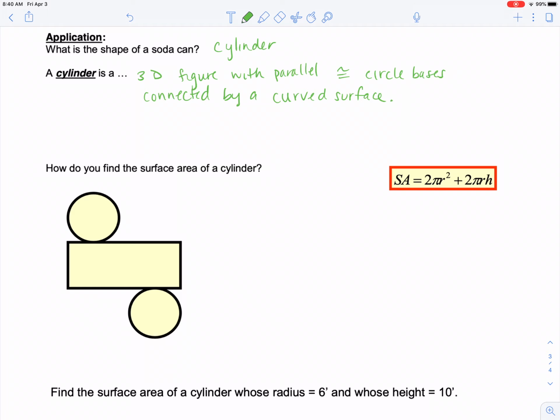So when you look at the cylinder unwrapped, you could see here are your two circle bases, and you get the area of one circle, which is on the formula sheet, pi r squared. So if you see here in the surface area formula, it's 2 pi r squared. Again, this should look familiar from 7th grade. 2 pi r squared is because it's the two circle bases.